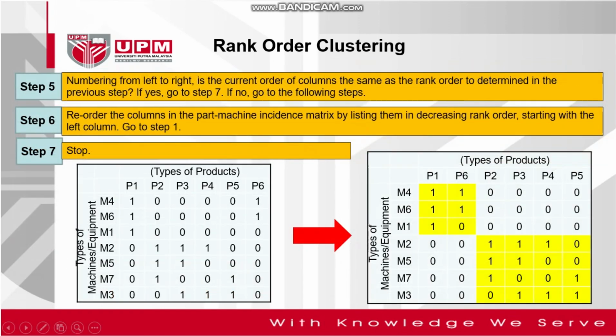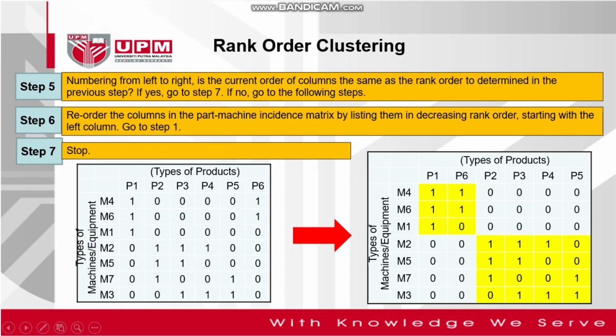The next step is we check whether the current order of columns matches the rank order obtained from the previous step. If the order is the same, the clustering process can stop. If not, we need to reorder the columns in the part-machine incidence matrix by listing them in decreasing rank order starting with the left column, meaning we need to go back to step 1. For this case, we have already obtained the column order that matches the rank order obtained from the previous step.